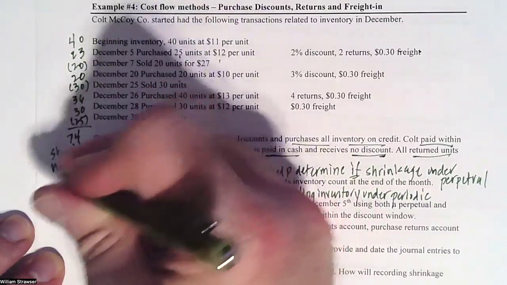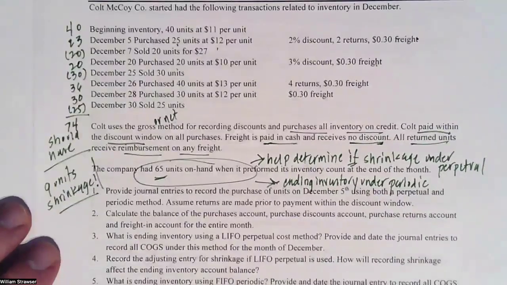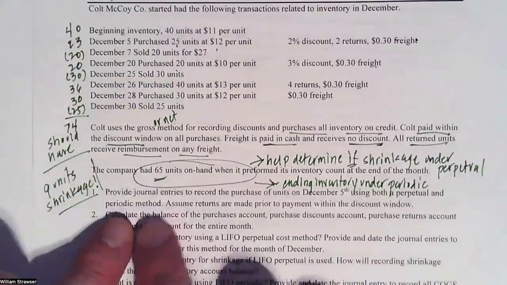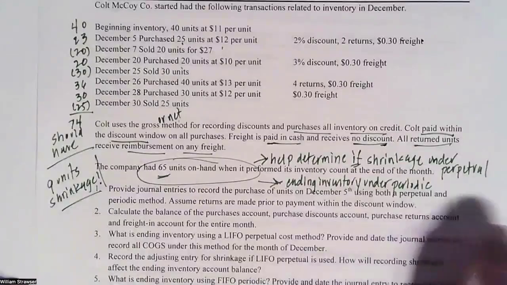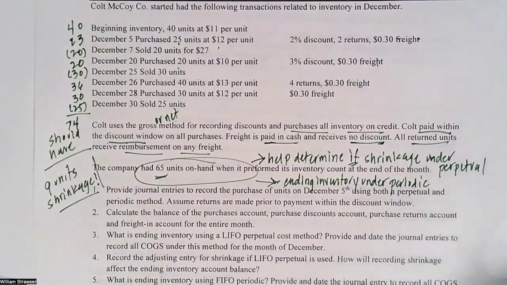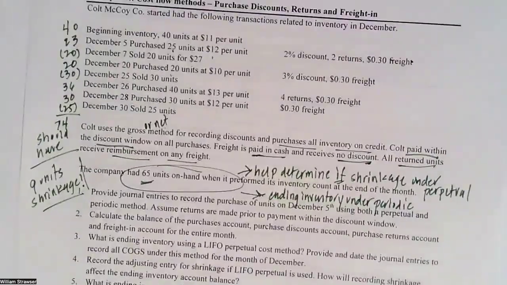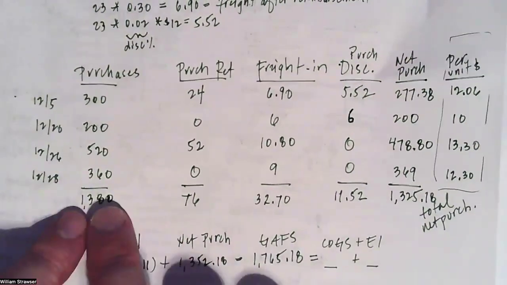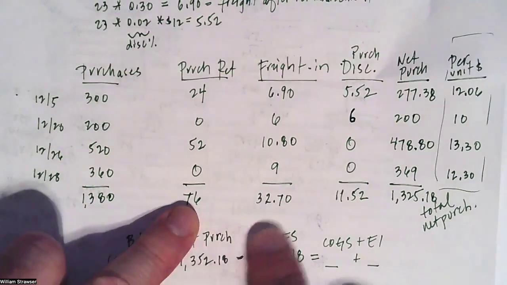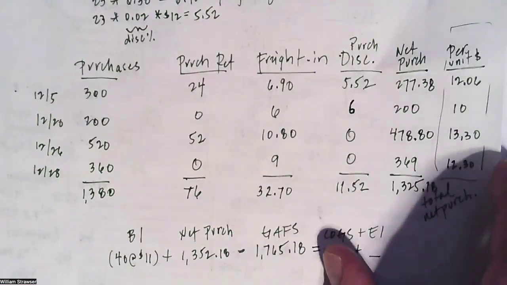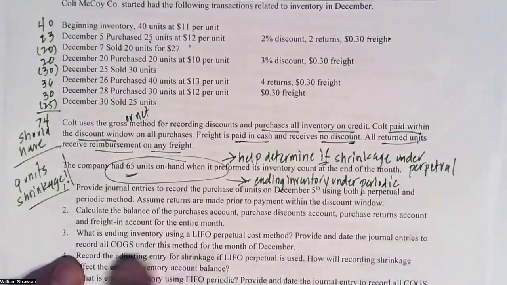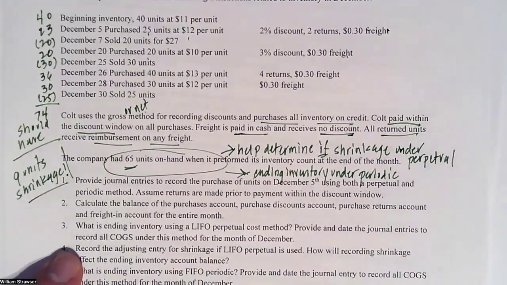That will be important for me to remember when I record my shrinkage after I record my cost flow, LIFO cost flow. Now notice number 2 asks you to calculate purchases, purchase discounts, purchase returns, freight in. Well, we already did that. We did it with our table here. We did much more than just that, but here's the total purchases for the month, purchase returns, freight in, and purchase discounts. So the next video, we'll talk about how to assign that LIFO perpetual cost.